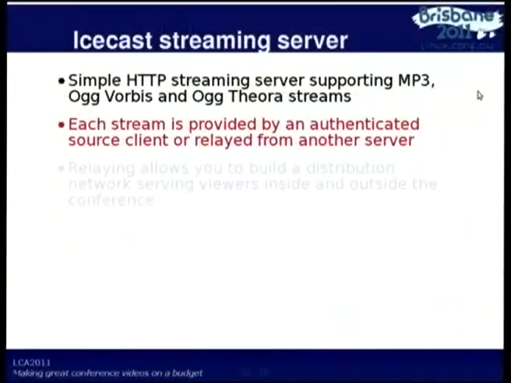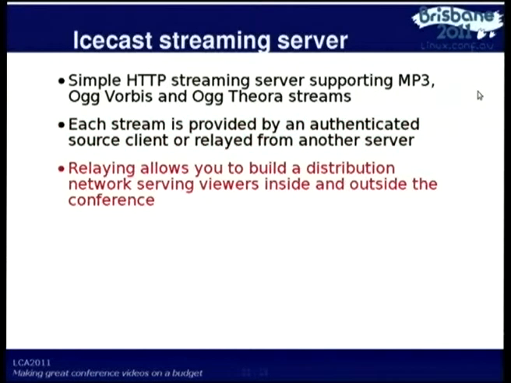Each stream that the server handles can either come from a source client or be relayed from another Icecast server. So in that way you can start to build a network. We have servers inside and outside the conference which all provide the same set of streams.